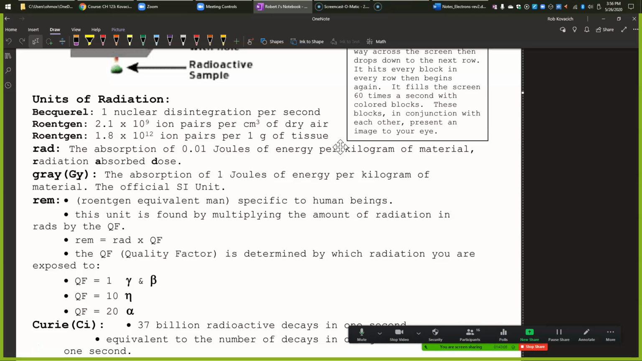The Roentgen is an actual, wholeheartedly usable number, and it's very important to us. There are two versions of it: one in dry air, and the other in tissue. One of them produces 10 to the 9th ion pairs, and the other produces 10 to the 12th. So we're talking about 2.1 billion versus 1.8 trillion ion pairs. So what's an ion pair? What do we mean by that?